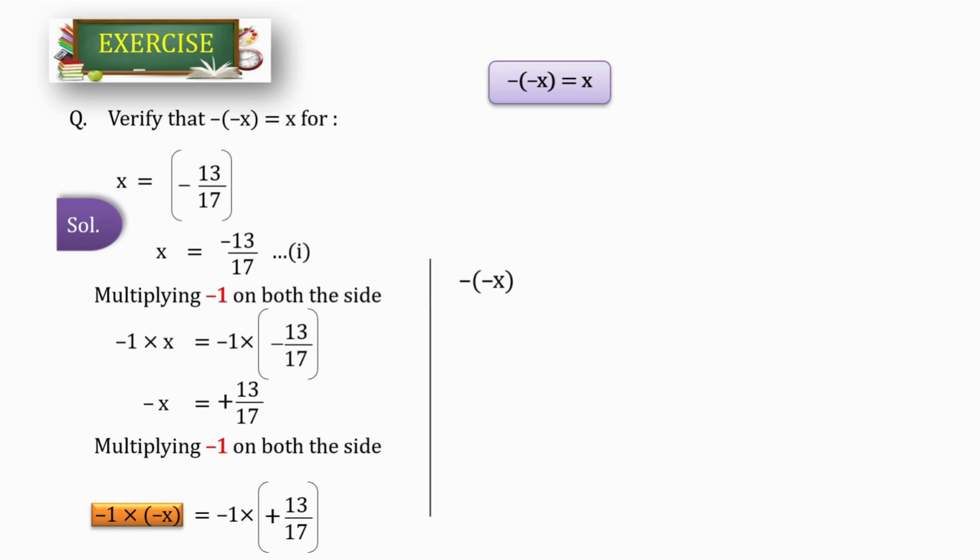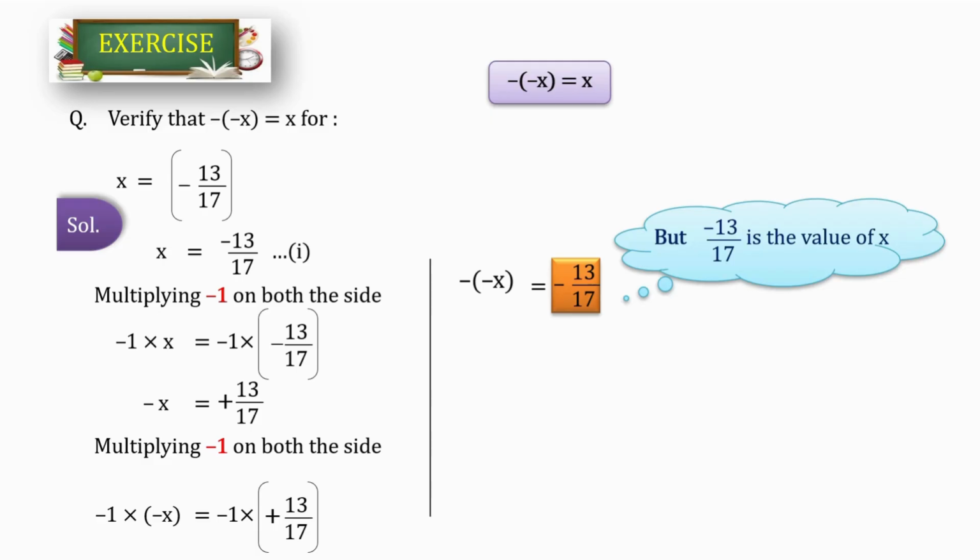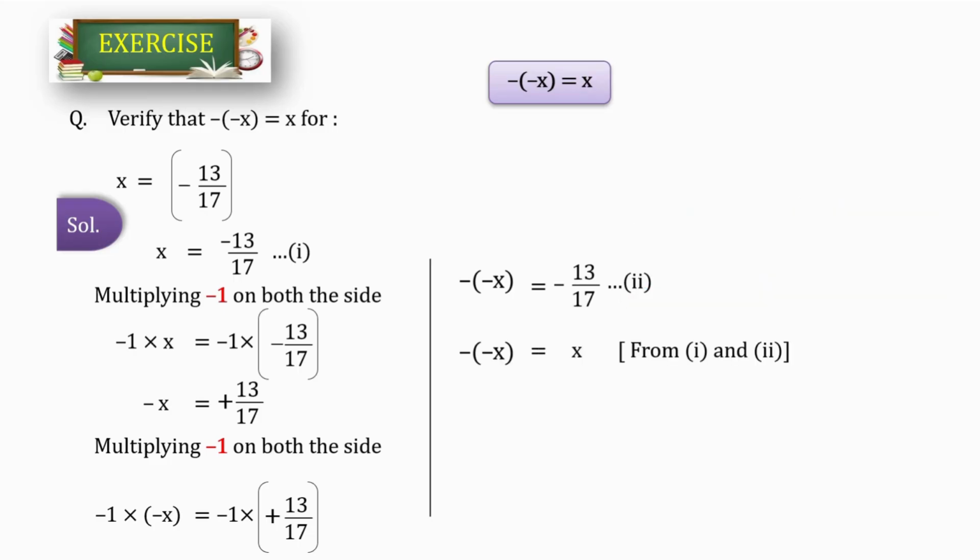So now it becomes minus of minus x, and minus plus becomes minus. So we got minus 13 by 7. So minus 13 by 7 is the value of x that we already know. So from equation 1 and 2, we can conclude that minus of minus x equal to x. Hence proved. So for any proof type or verification type of problem, you have to finally write "hence proved" after the verification is done.